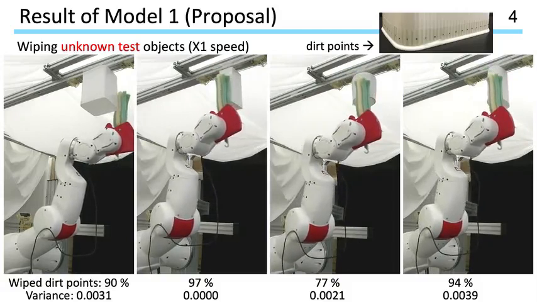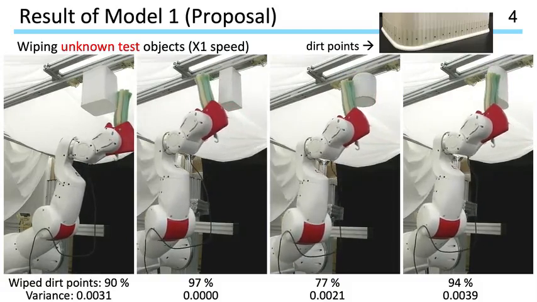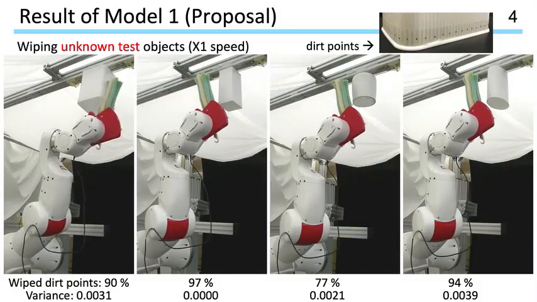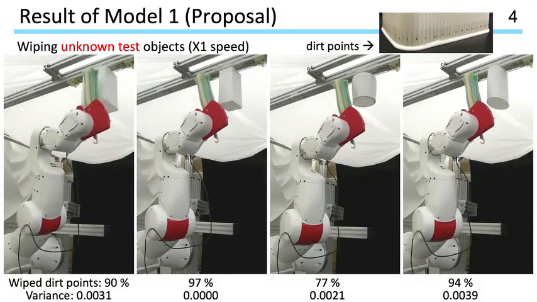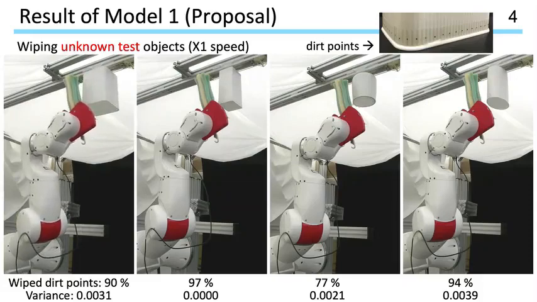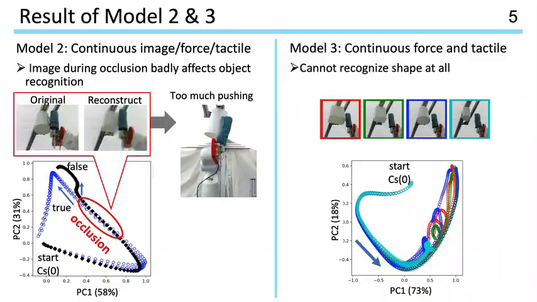The robot succeeded in wiping all the test objects with the proposed DNN model. The average percentage of wiped points was the largest, and the variance was the smallest in all the 3 models. Thus, we can say that the robot could move accurately and stably with Model 1. On the other hand, the results of Model 2 and 3 were bad.